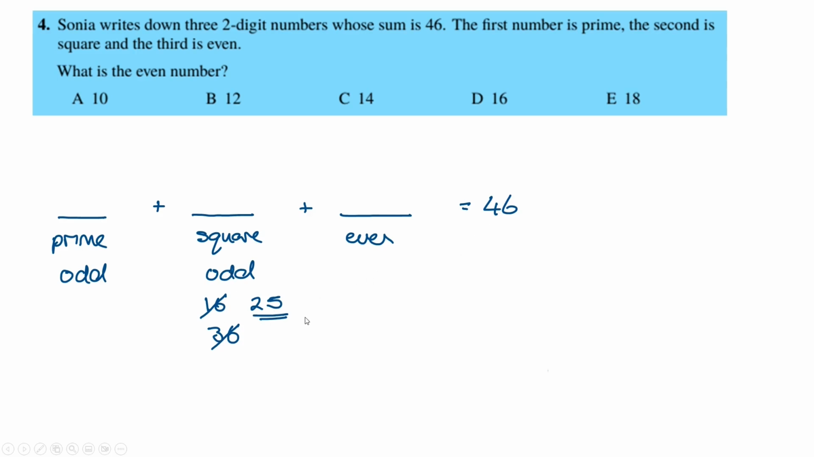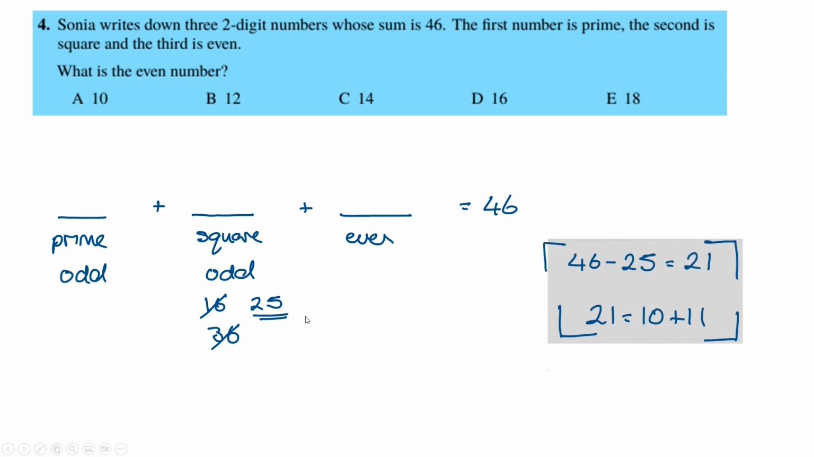which means I can do 46 minus 25, which is going to give me 21. And crucially, there are only two 2-digit numbers that add to give me 21, one of which is even, one of which is prime. Therefore I know what my numbers are. I know my even number is 10. Is 10 up there? Yes, it is. It's answer A. So therefore it's going to be answer A for question 4.